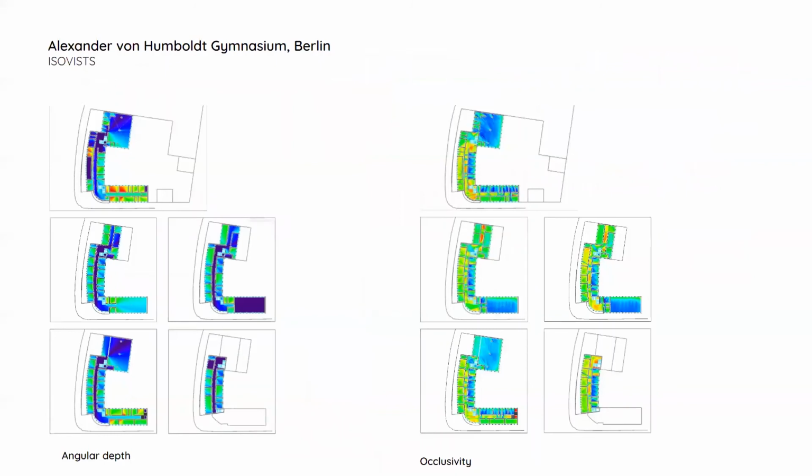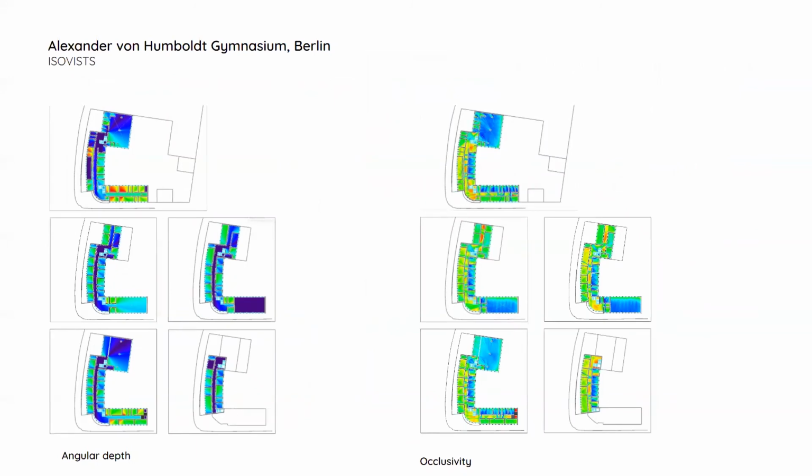Using the Isovist software, the angular depth and the occlusivity of the school was analyzed. All the classrooms have an average angular depth, suggesting that the classrooms are not exactly a visually central space but also have some kind of visual connection with the attached corridors, making it a more focused area for study.